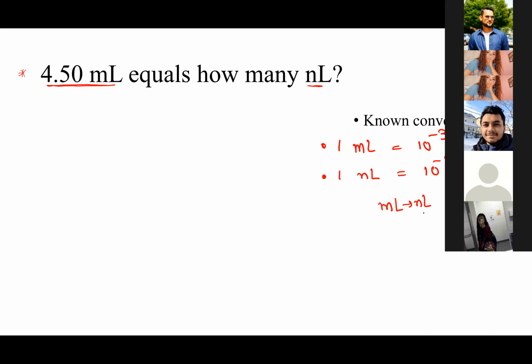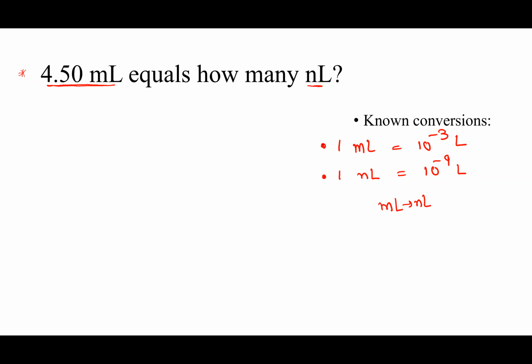So what you can do is convert it in two simple steps. The first step: 1 ml is equal to how many liter, because we are talking about the unit liter. Milli means 10 to the power of minus 3, and I hope you remember that. So it's 10 to the power of minus 3 liter. And the other conversion is that 1 nanoliter is equal to 10 to the power of minus 9 liter. So we can use a two-step conversion to get to our answer.